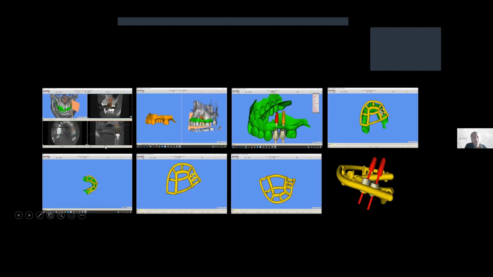design the guide. The guide is designed, in this case, also only for piloted, because I think the most important thing is to be able to decide the correct axis, the 3D axis of the implant. And the length we can decide by using drill stops inside the mouth.